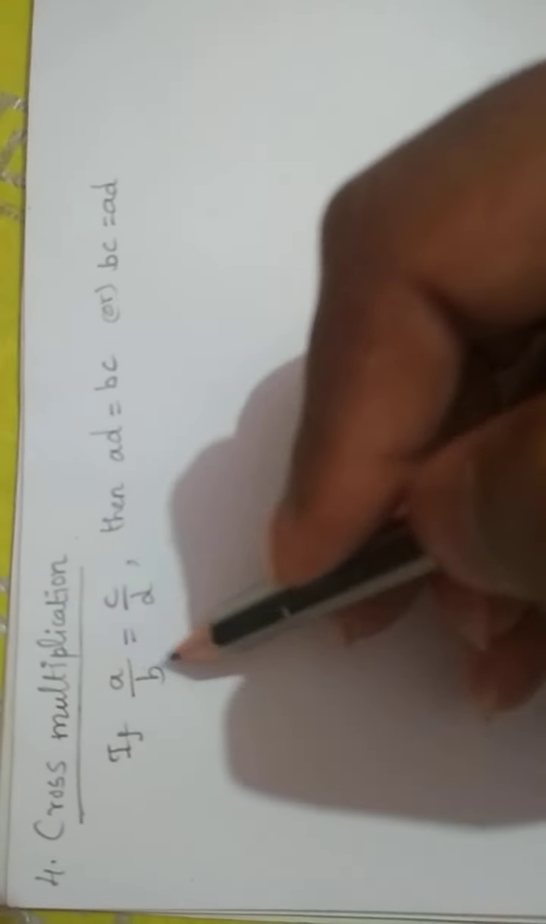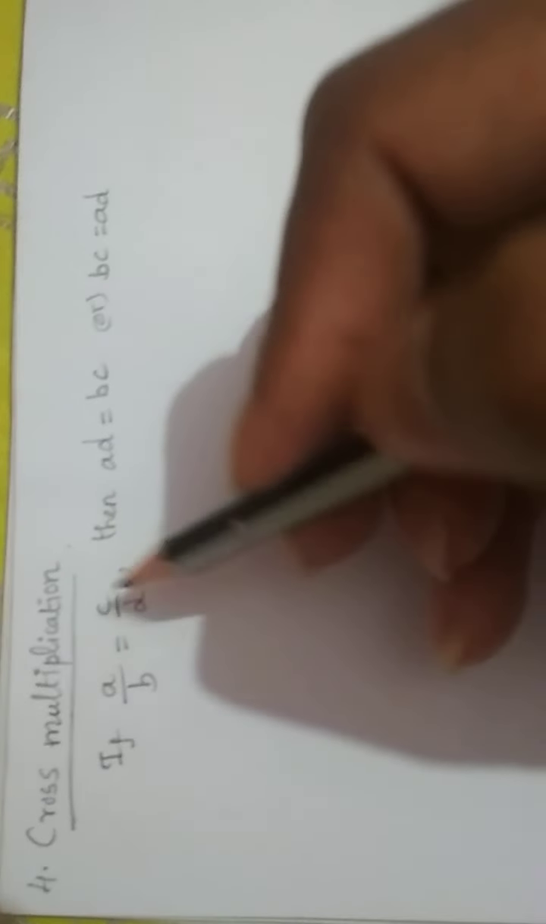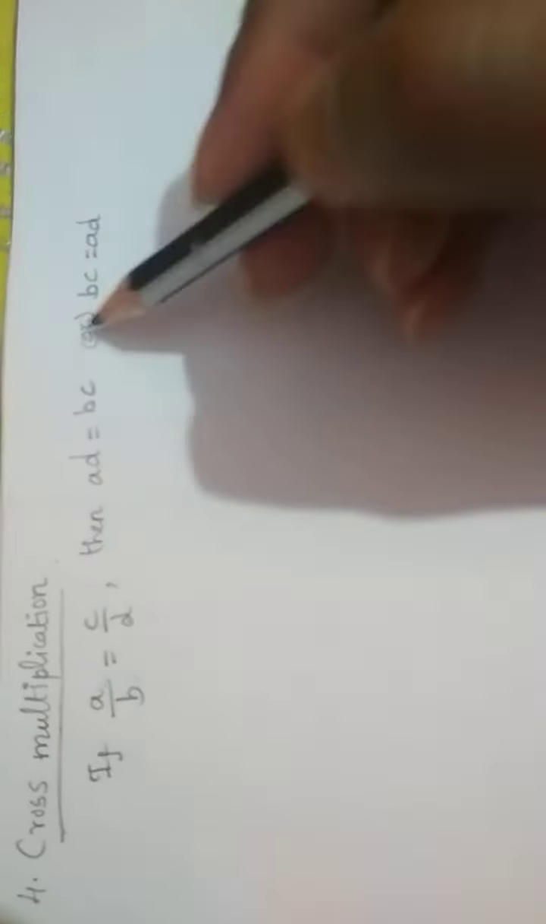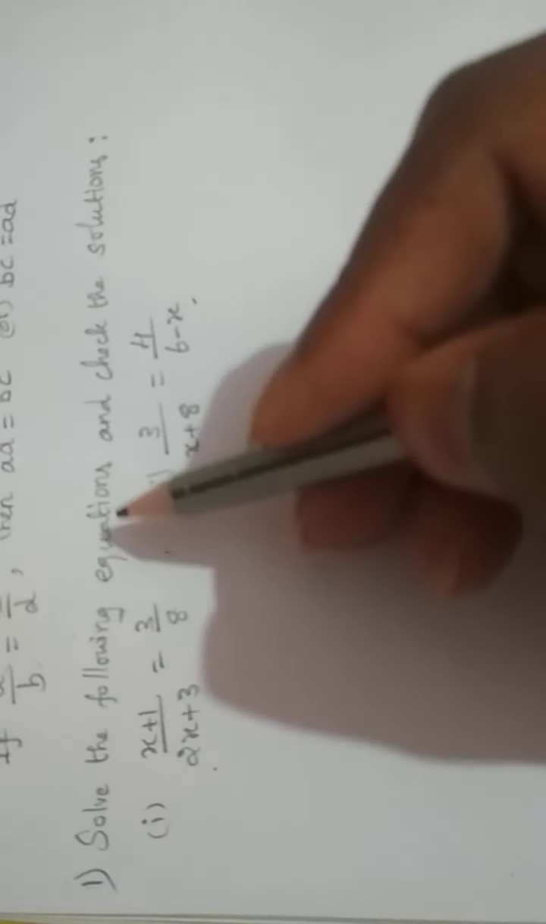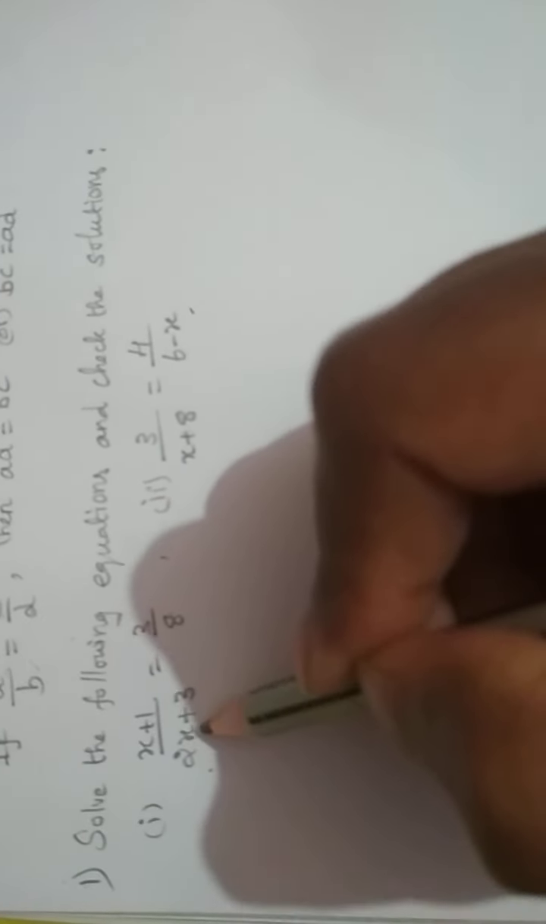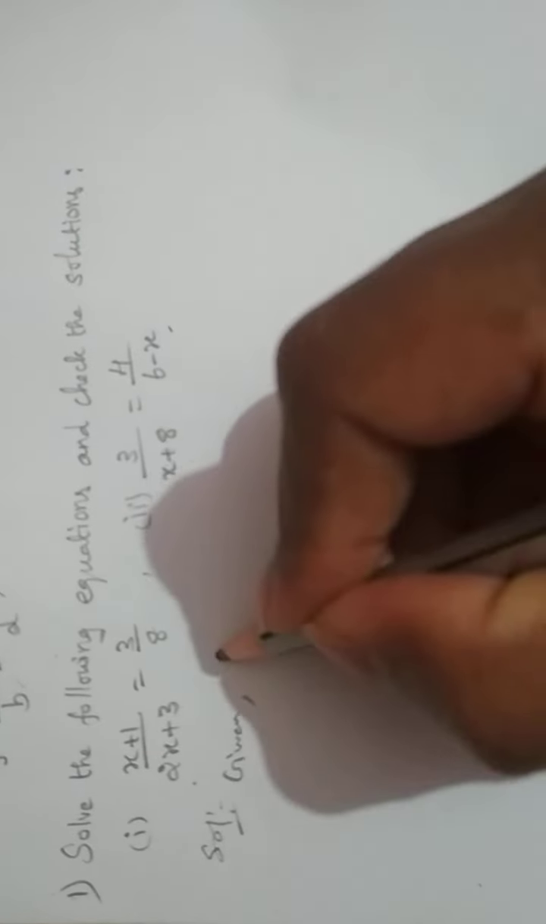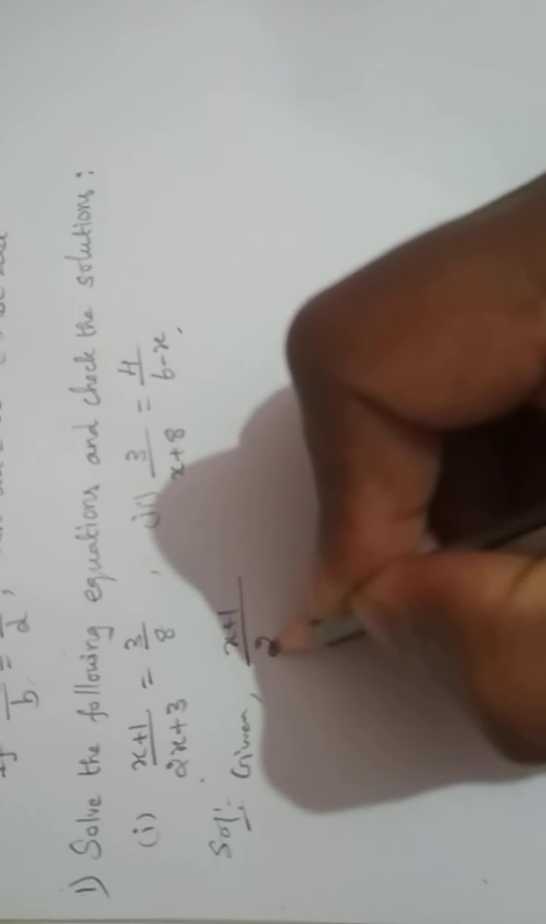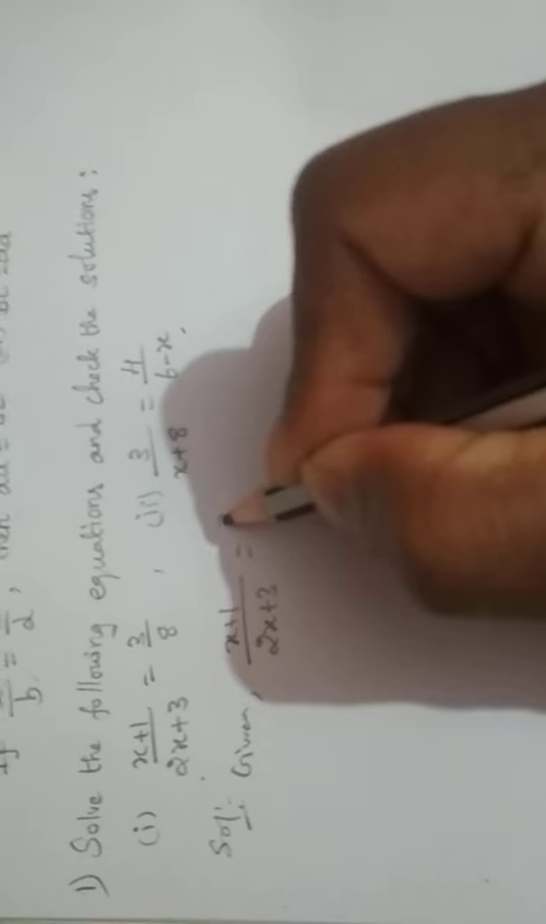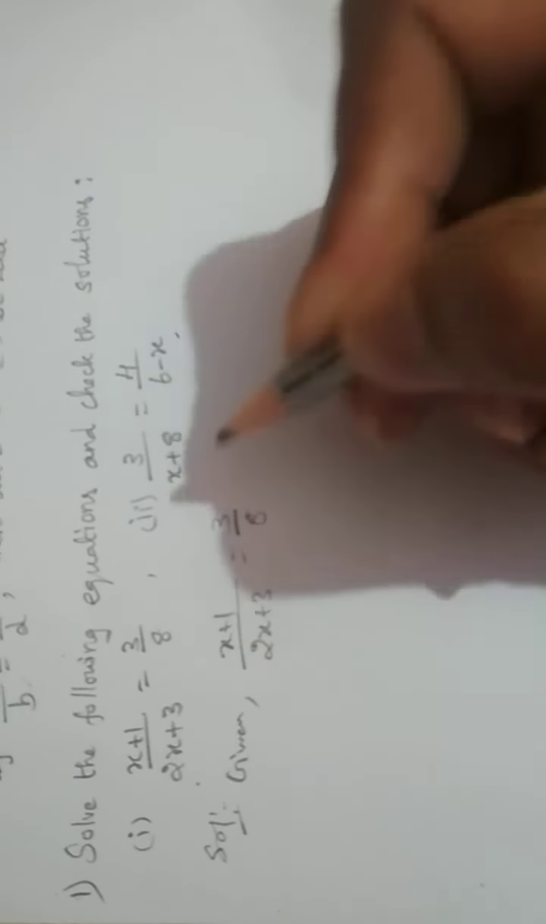The next method is cross multiplication. If a/b = c/d, then ad = bc. First question: solve the following equations and check the solutions. First one, (x + 1)/(2x + 3) = 3/8. Solution: given (x + 1)/(2x + 3) = 3/8.